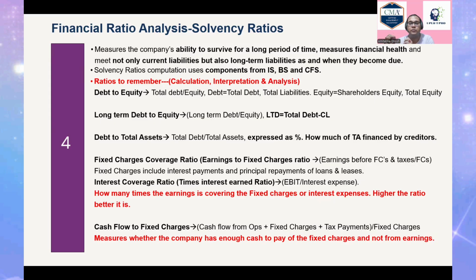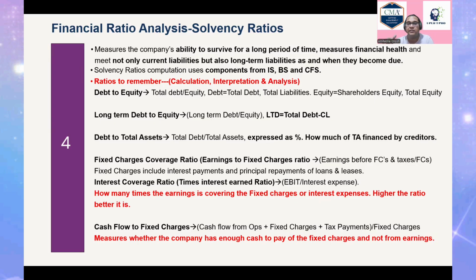That is a point that we should keep in mind. Coming to the next point is the fixed charges coverage ratio, also known as the earnings to fixed charges ratio. How do we calculate it? Earnings before fixed charges and taxes divided by the fixed charges. And fixed charges shall include our interest payments and principal repayments of loans and leases.